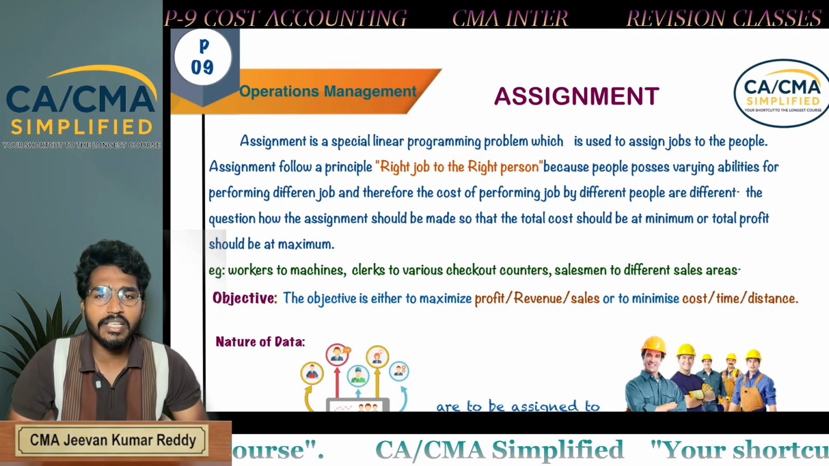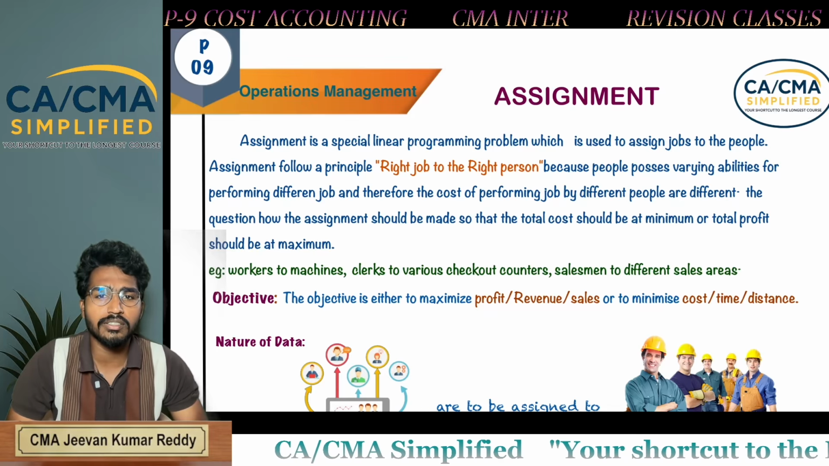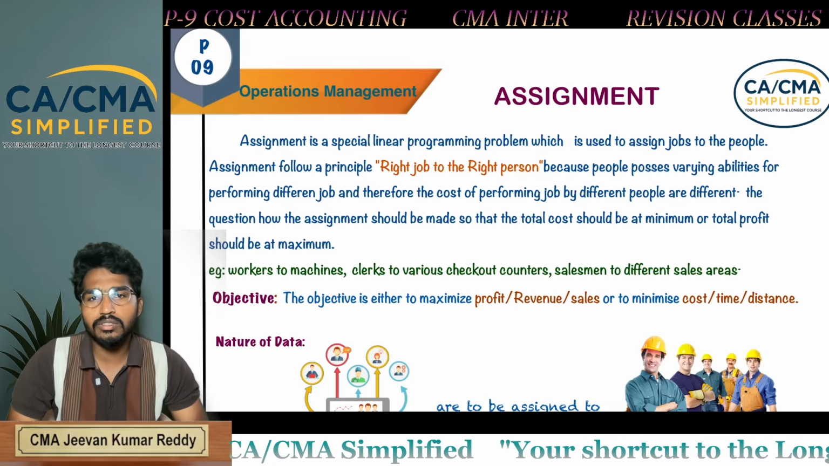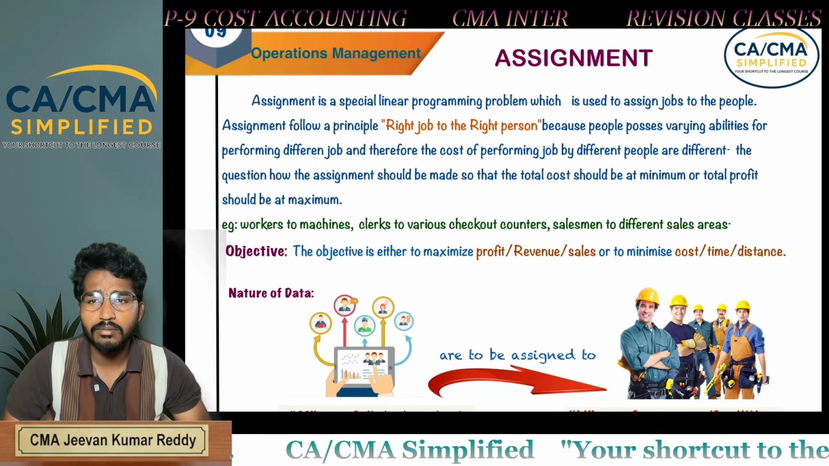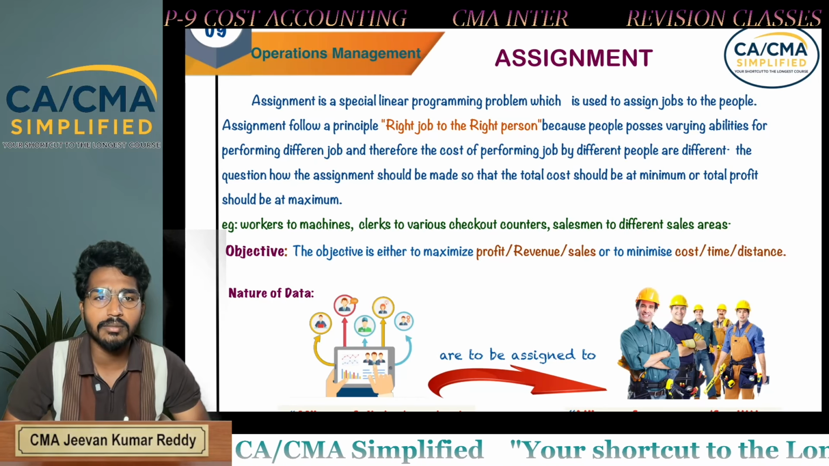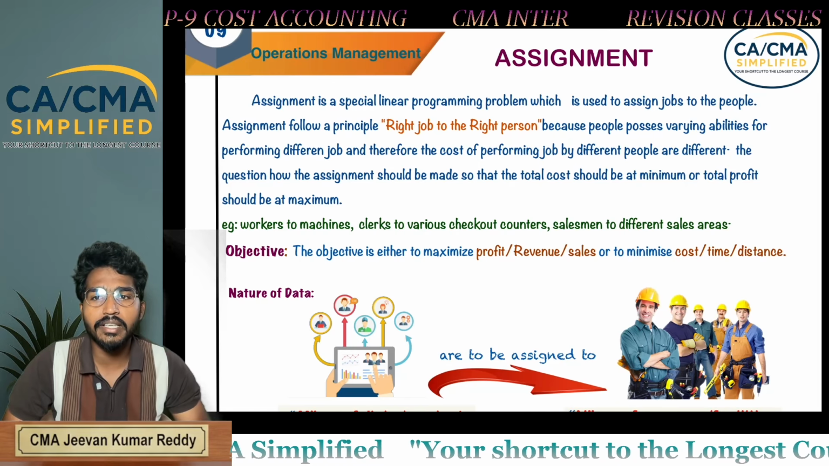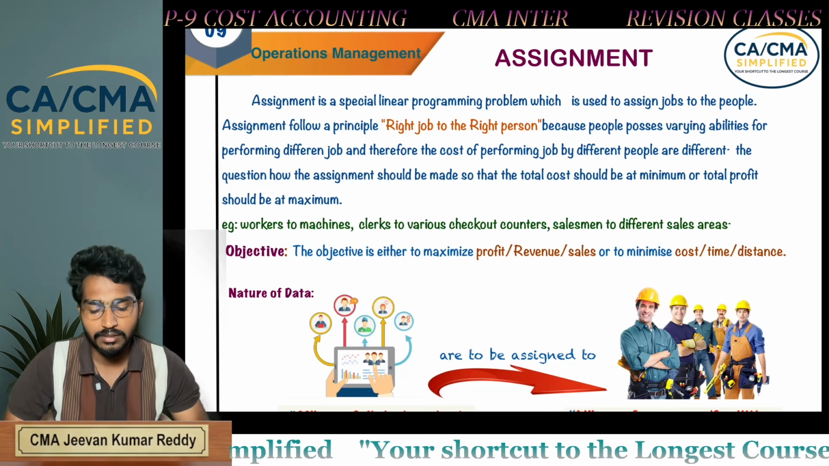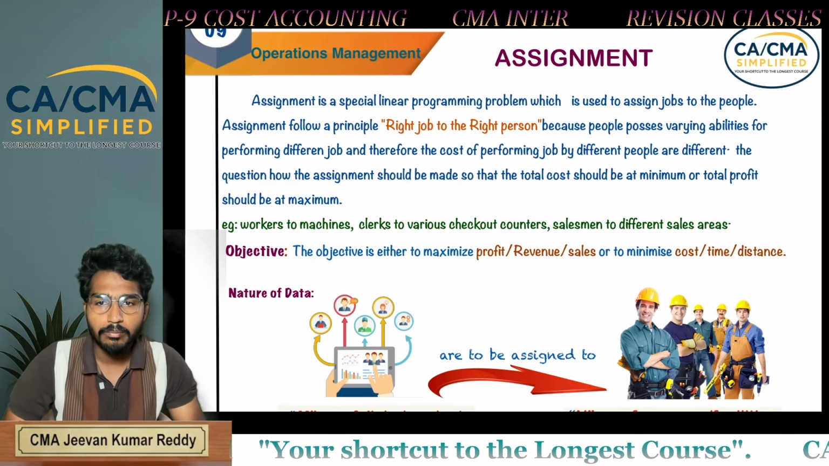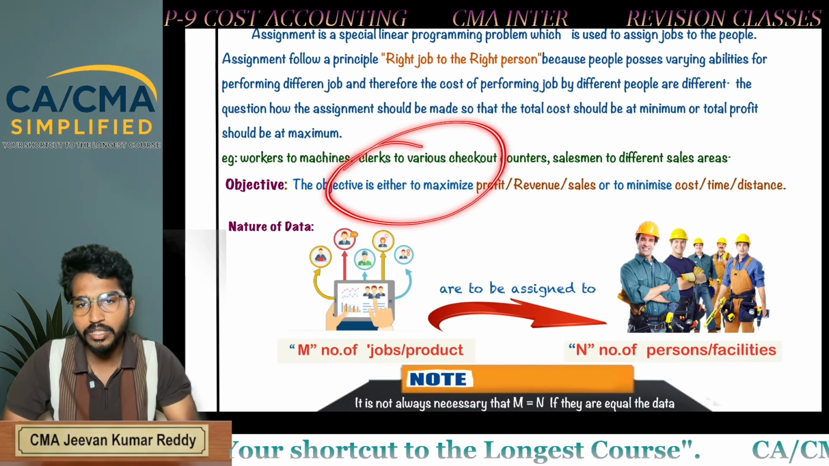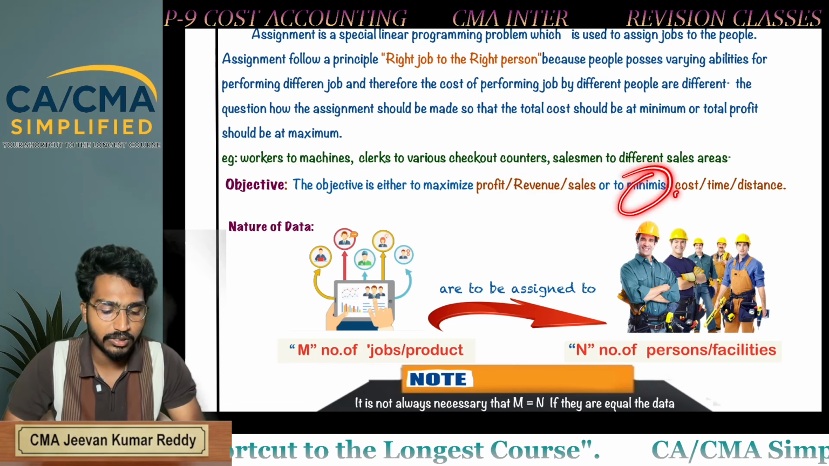So without any delay I am going to start our first most important chapter and most important concept, assignment. Without a problem from assignment, the paper won't appear. What is assignment? Assignment is nothing but rendering jobs to persons based on their abilities as well as skills. So assignment follows one principle: right job to the right person. The objective of assignment is to either maximize the profit, revenue or sales, or minimize the cost, time or distance.